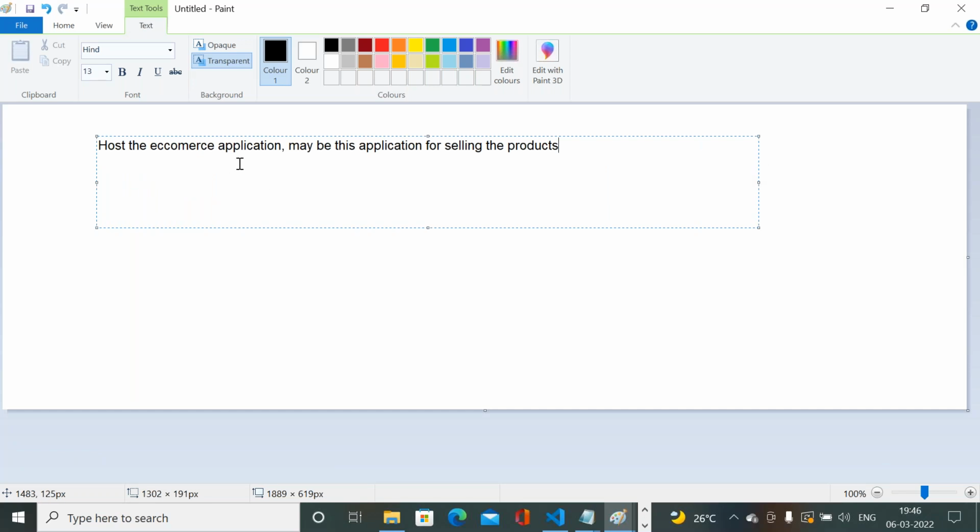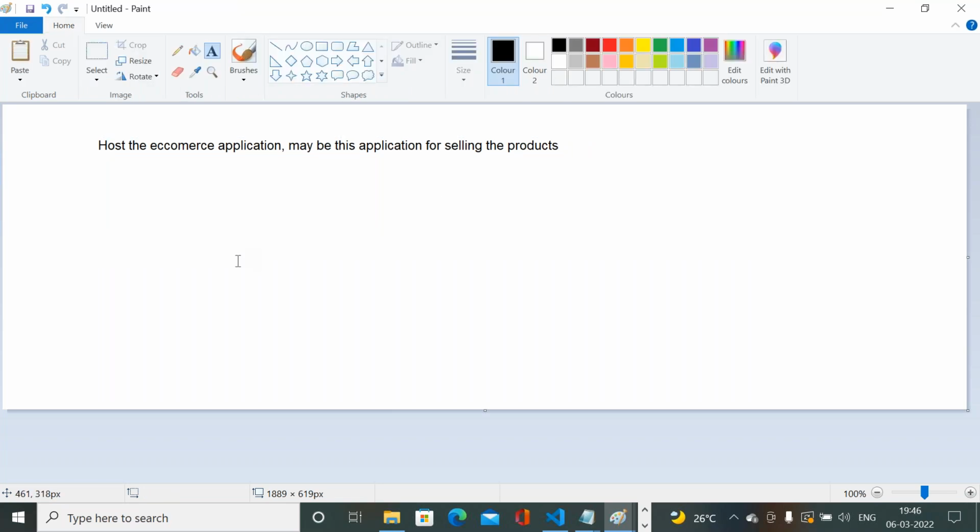Okay, hosting e-commerce applications. Maybe an application for selling products like Amazon, Flipkart, Snapdeal. In a similar fashion, one person is trying to host such an application. So for hosting the application, what components would be required, guys?